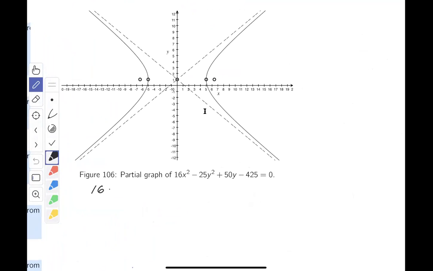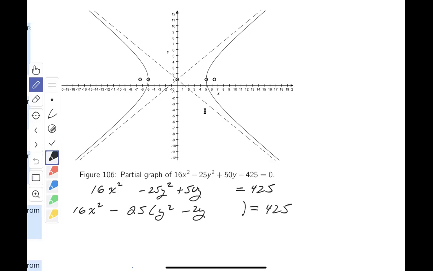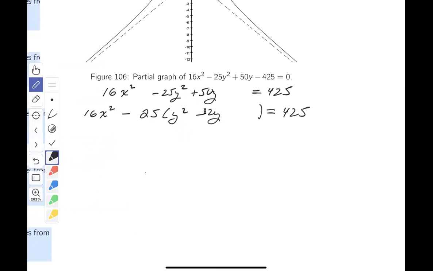16x squared minus 25y squared plus 50y equals 425. That wasn't so bad. 16x squared minus 25y squared minus 2y equals 425. Again, my hope is numbers are going to work out really nicely. 16x squared minus 25 times y squared minus 2y.